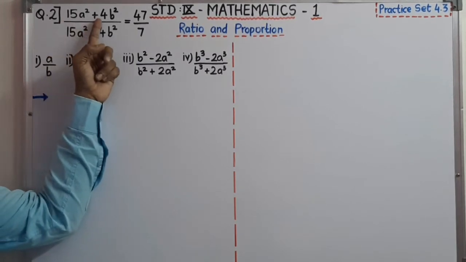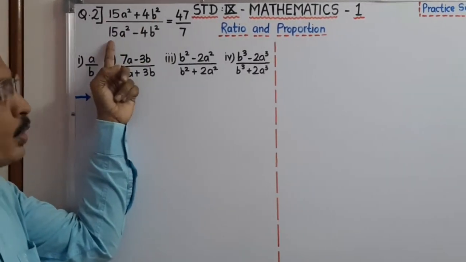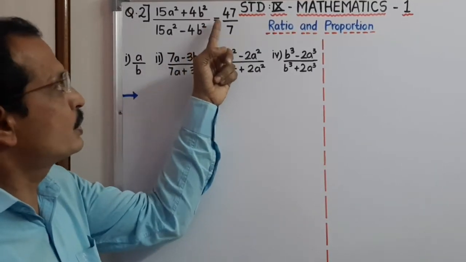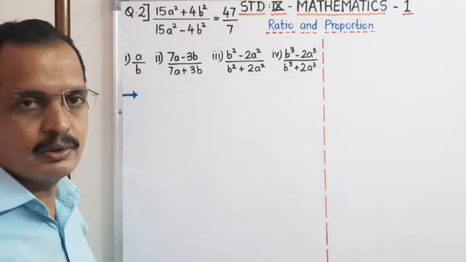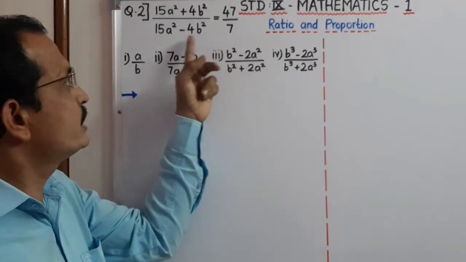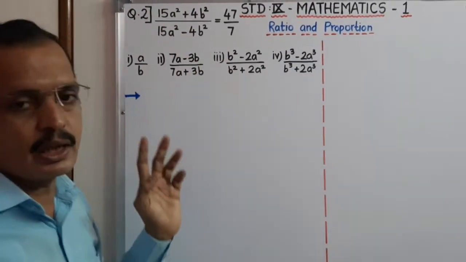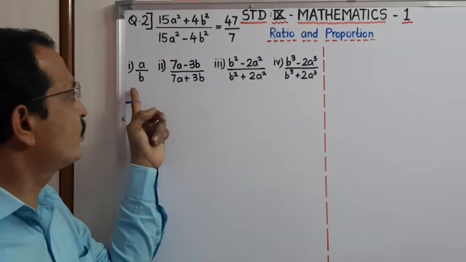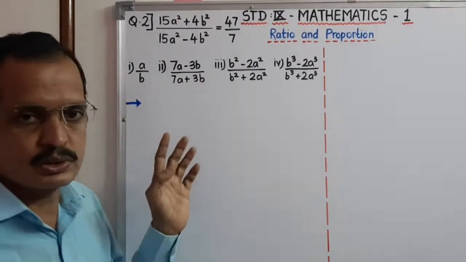(15a² + 4b²)/(15a² − 4b²) = 47/7. This ratio is given. These two ratios are equal. Then what do we have to do? We have to find out the values of all these four ratios.